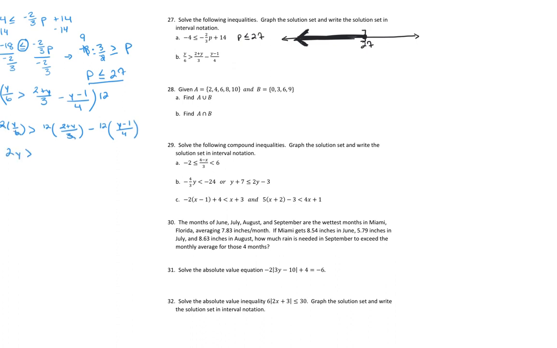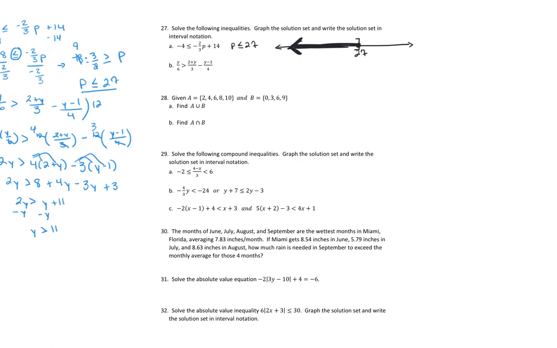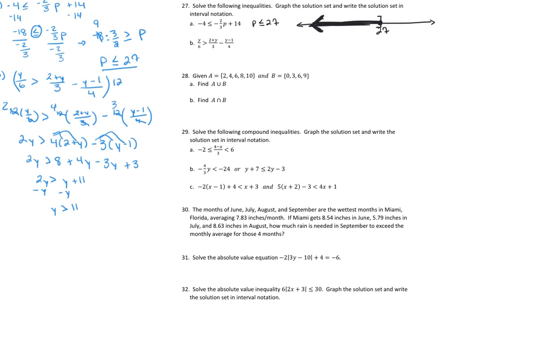2y is greater than 4 times 2 plus y minus 3 times y minus 1. And then once you distribute, you'll have 2y is greater than 8 plus 4y minus 3y plus 3. And then if we combine everything on the right side, you will get y plus 11. I'm going to move this y over, and now I have y is greater than 11. So then the way that will look on a number line. So y is greater than 11.